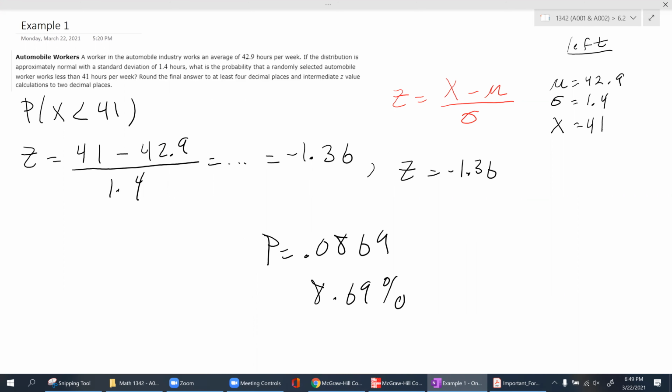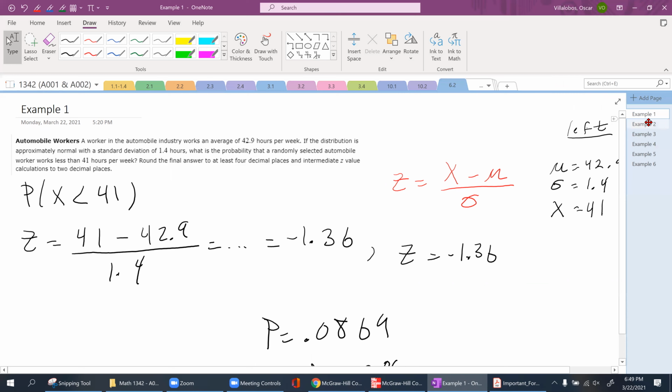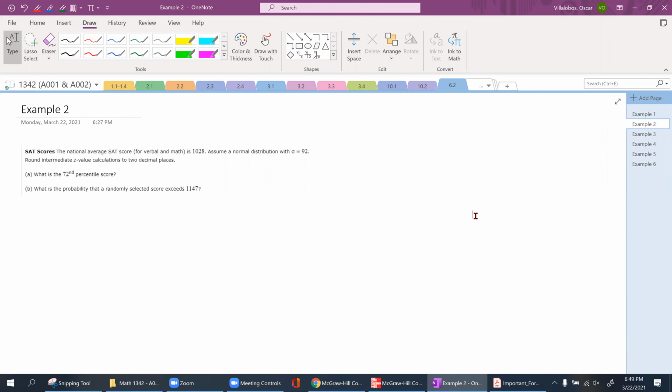Right, very nice. So let's go ahead and move on to example 2. It's only going to be a few of these, because, like I said, the main thing comes down to identifying the values that you're given, and then it's the same thing. So I'm only going to do a few of them just as a refresher.